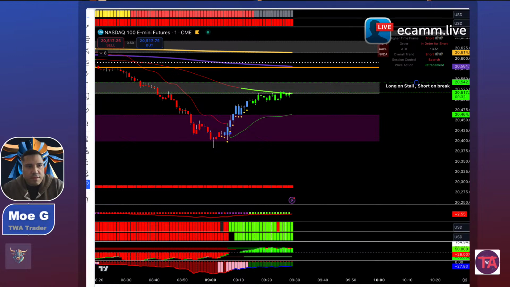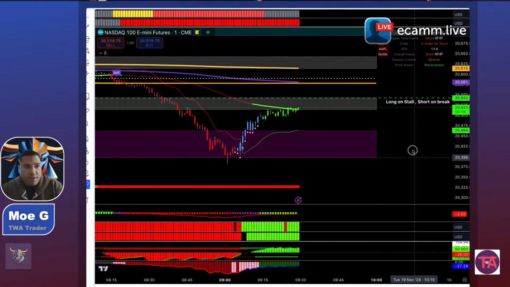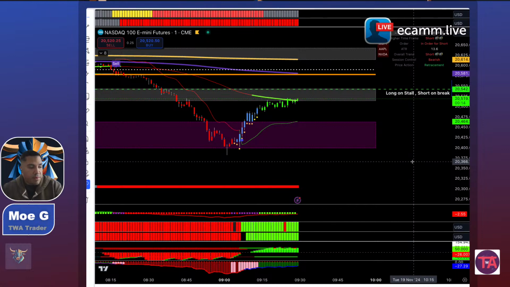On my chart now, a beautiful long setup just happened. I was not in it. It came from the purple small extra cheap box. It looked really nice and pretty on my chart, but I was too busy eating breakfast. What could I say?